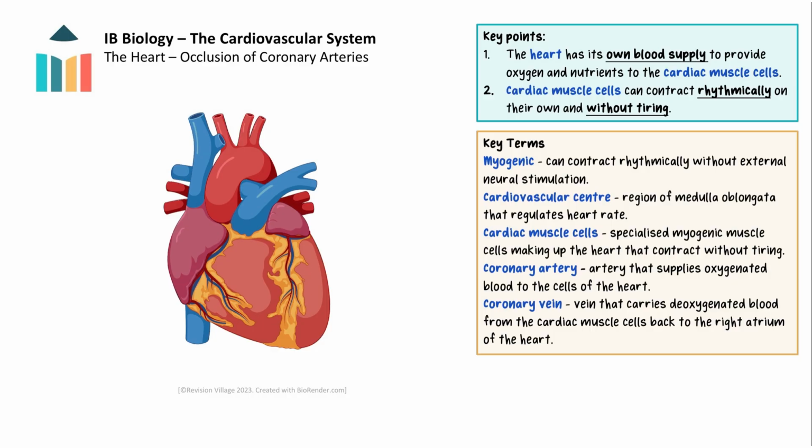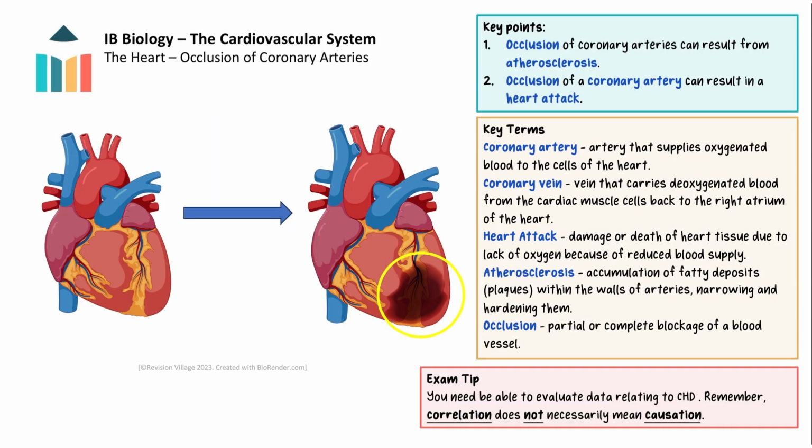Coronary arteries, seen on the surface of the heart here, supply the muscle cells with oxygen and nutrients, and coronary veins carry the waste away. If the blood is prevented from getting to part of the heart, then the area of the heart affected will stop contracting and the cells will eventually die. One of the main causes of this restricted blood flow is a condition known as atherosclerosis, which can lead to occlusion or blockage of the coronary arteries.